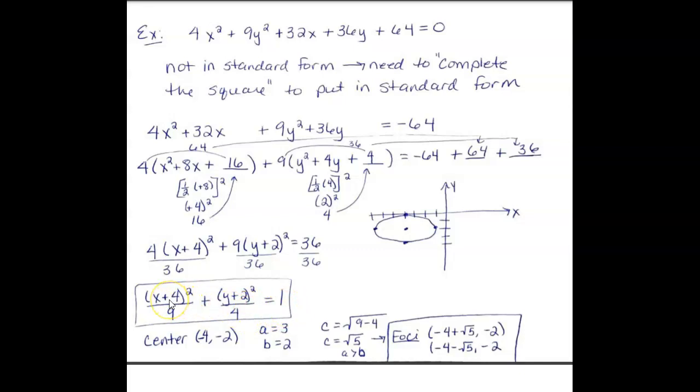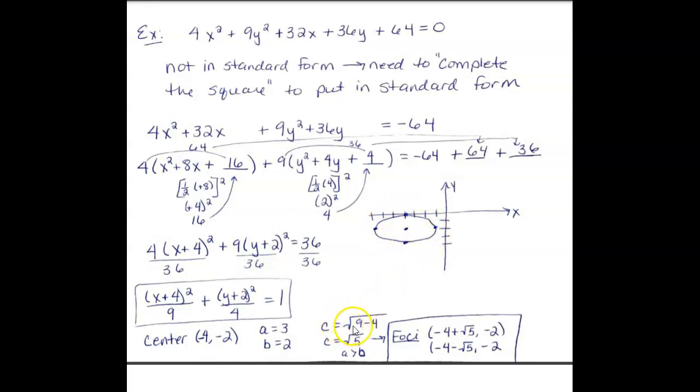Once we get here, it's just like the last example. H would be negative 4, K would be negative 2, so our center would be at negative 4, negative 2. A squared is 9, so A is 3. B squared is 4, so B is 2. So negative 4, negative 2. Left 3, right 3, plot 2 points. Back to the center, up 2, down 2. Draw the graph.